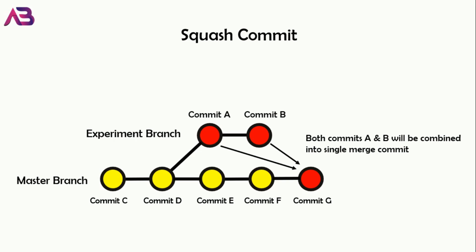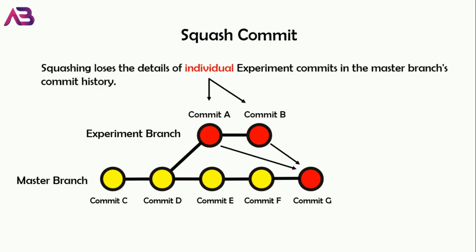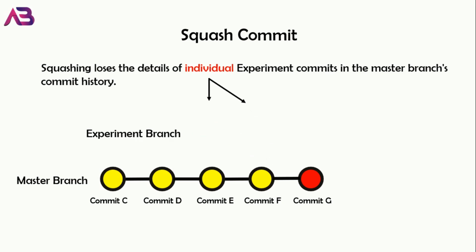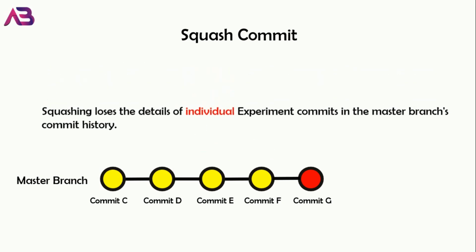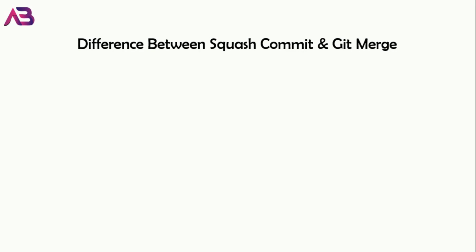This keeps the master branch history linear, similar to rebasing, and creates a single merge commit. However, just remember that squashing will lose the detail of individual experiment commits in the master branch commit history. So if you ask me the difference between squash and git merge, here is a simple breakdown.